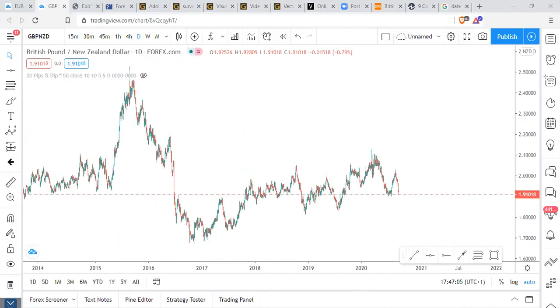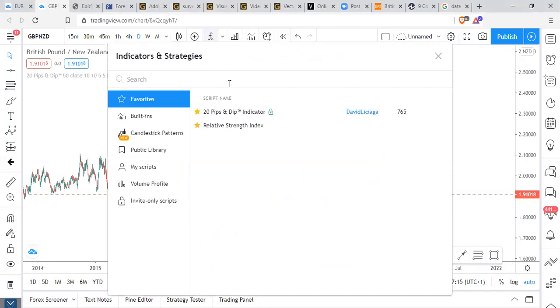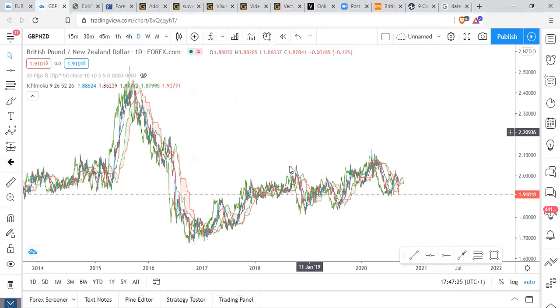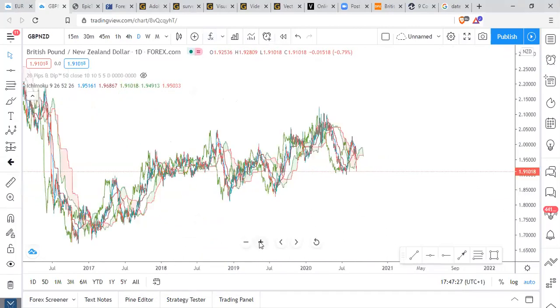GBP Joe. Okay, you meant GBP JPY. This one asks, what is Ichimoku cloud? Ichimoku is a form of indicator. See it right here. If you don't know how to use Ichimoku cloud, don't even bother using it. Why? Because it's going to confuse you.